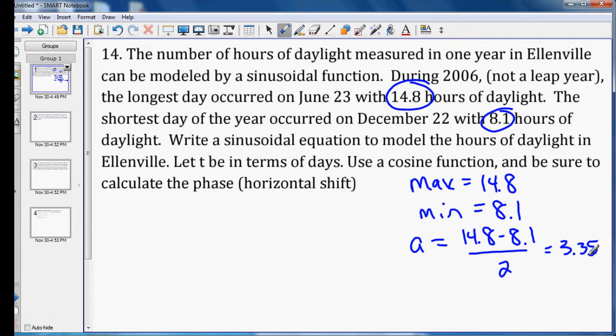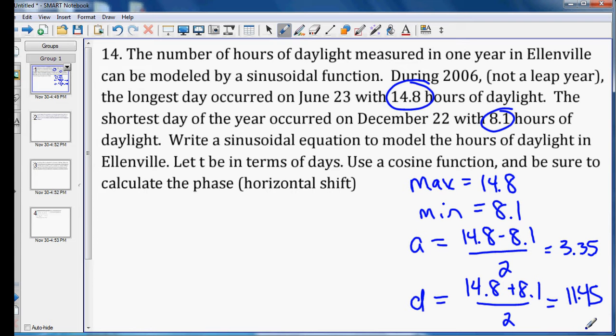You can also find the midline by doing the max plus the min over 2, and that gives you 11.45. So that's our vertical shift. It's also our D. So once you have your max and your min, the A and the D should be pretty straightforward. It's those two formulas every time.